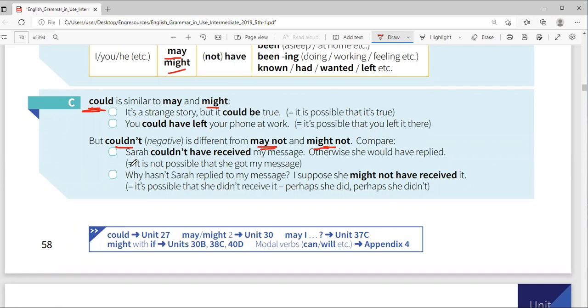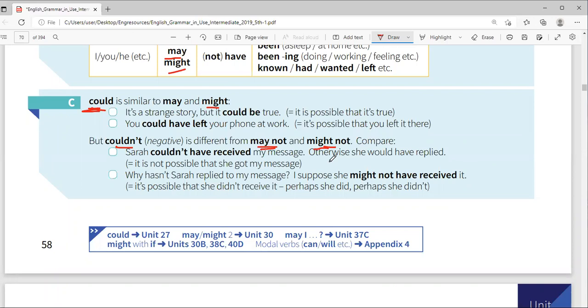Couldn't, you remember I couldn't come yesterday? He couldn't have been there, so I'm sure. You remember we did yesterday, the other day, about can't and couldn't? So Sarah couldn't have received my message. So when you say she couldn't have received, I'm sure she did not receive my message. Otherwise she would have replied. So it is not possible that she got my message. You see here, it's not possible.